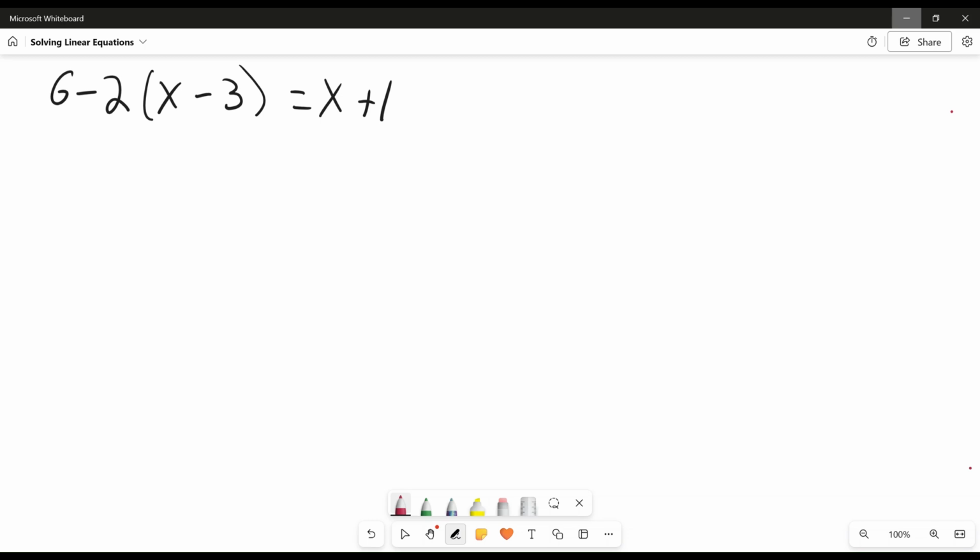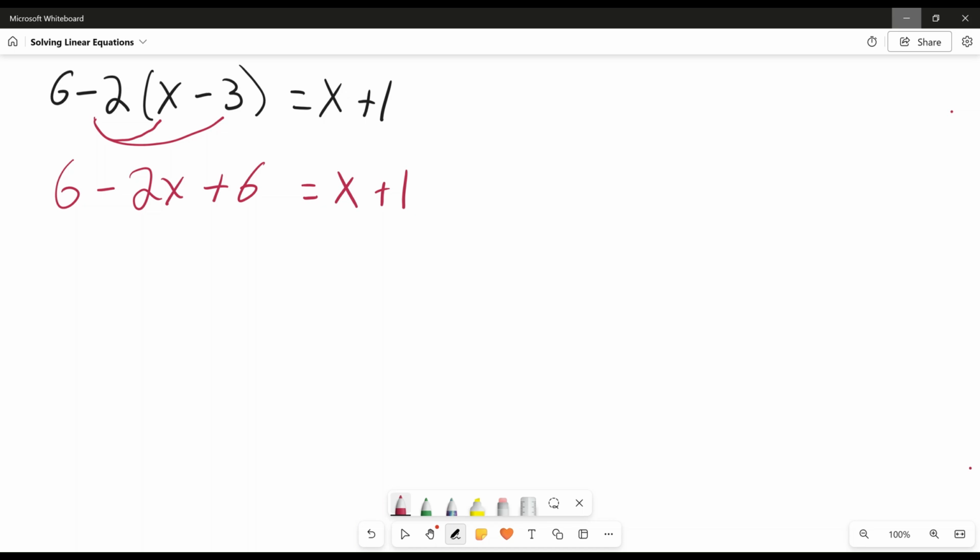So how do we get rid of those parentheses? The only way we could do that is by distributing. Now, keep in mind that this is a negative 2, okay? So you're distributing the entire negative 2. So negative 2 times x is going to give you negative 2x. And then negative 2 times negative 3 gives you positive 6. The reason behind that is negative times negative is positive, and 2 times 3 is 6. Now, our equation looks very easy and simple. It's just addition, subtraction, and multiplication.